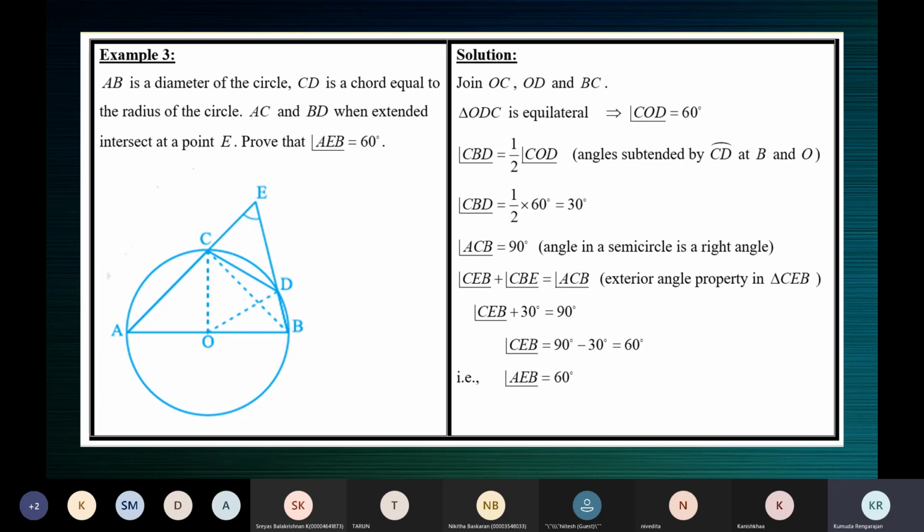Take a screenshot of this. Complete this in your classwork. Please take a screenshot. All of you. Thank you, Kanishka. Done? Yes, ma'am.